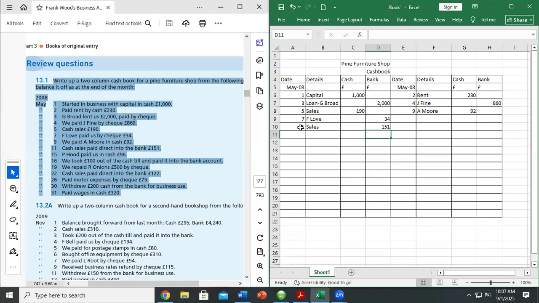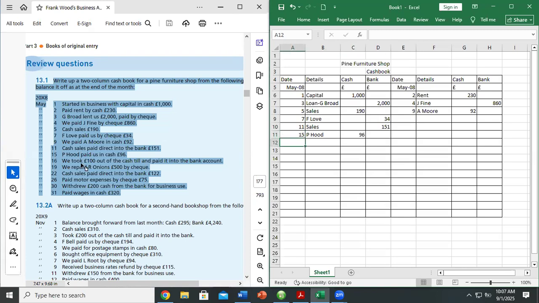Let's move on. On the 15th, P Hood paid us in cash, 96. So the business is also receiving another money from P Hood. And this was received in cash, so 96 cash.